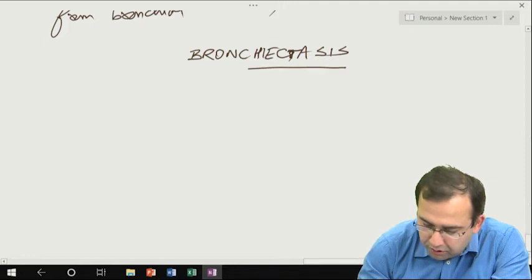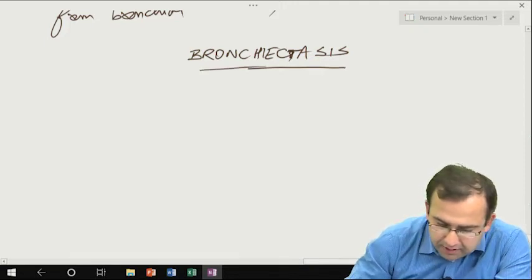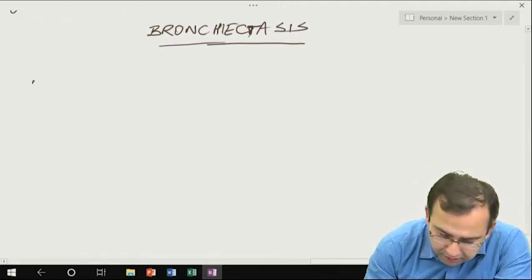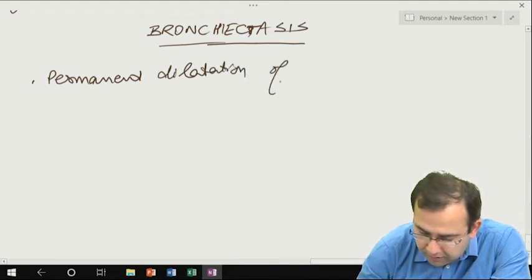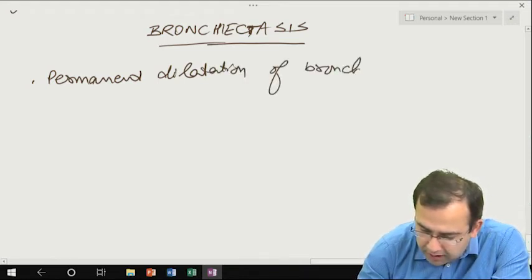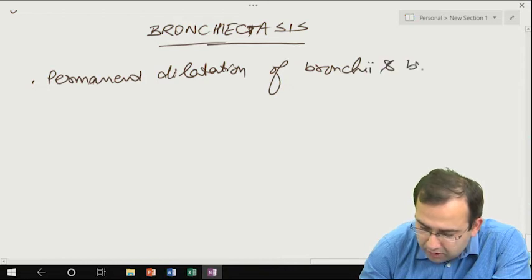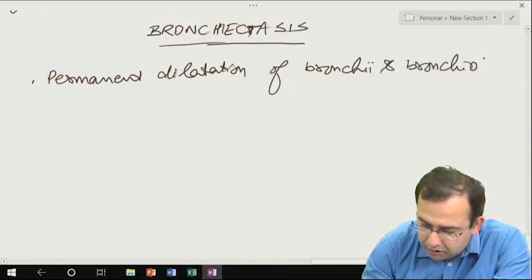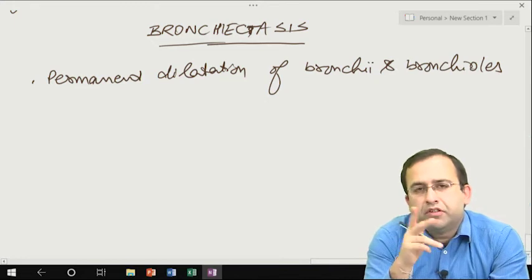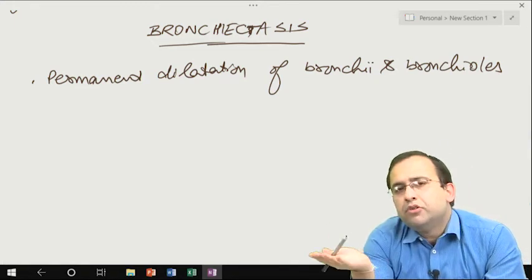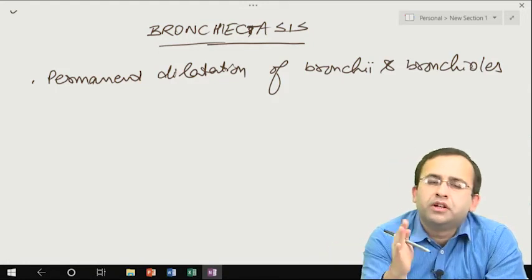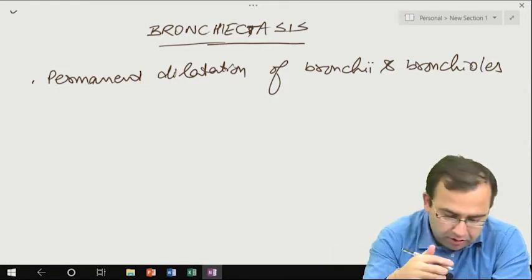Bronchiectasis, this is permanent dilatation of bronchi and bronchioles. So what is the difference between emphysema and bronchiectasis? Emphysema is distal to the terminal bronchiole, whereas bronchiectasis is of the bronchi and bronchioles.